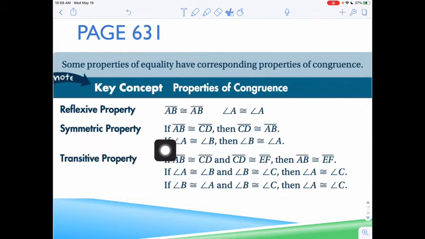The symmetric property says if segment AB is congruent to segment CD, then segment CD is congruent to segment AB. So we can switch the order of the segments. We can do the same thing for angles. If angle A is congruent to angle B, then angle B is congruent to angle A.